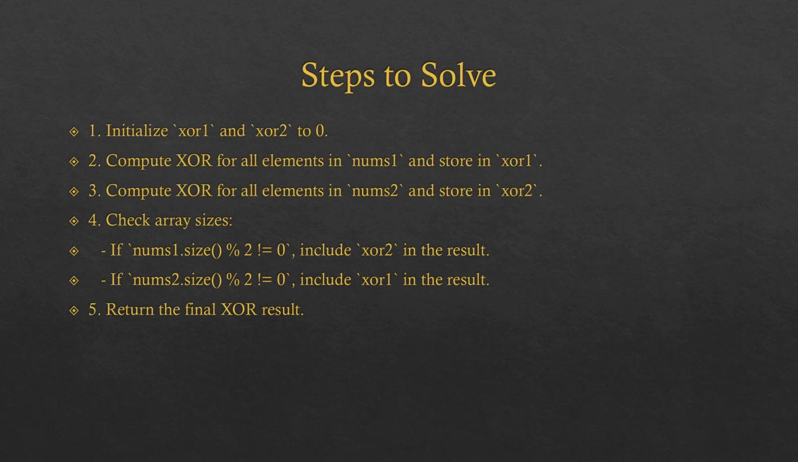Let's break down the algorithm into simple steps. First, we initialize two variables XOR1 and XOR2 to 0. Then we calculate the XOR for all elements in nums1 and store it in XOR1. We do the same for nums2 and store it in XOR2. We check the sizes of both arrays. If the size of nums1 is odd, include XOR2 in the result. If the size of nums2 is odd, include XOR1 in the result. Finally, return the computed XOR as the result.